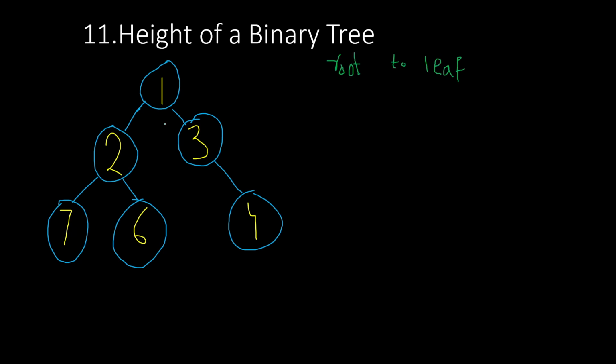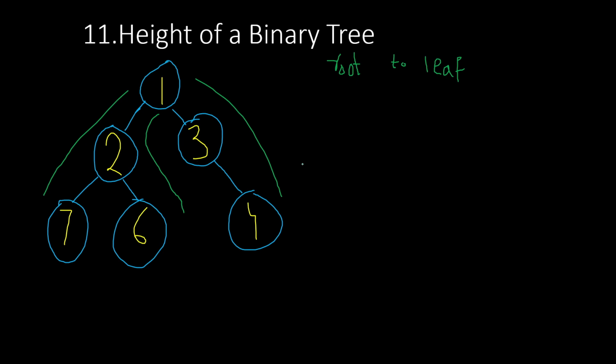For example, in this tree, you can see the longest path could be 1, 2, 7, or it could be 1, 2, 6, or it could be 1, 3, 4. Here we have three paths to compare. But visually, you can already know the height of this tree will be 3 here because 1, 2, 3. There are three elements here, right? 1, 2, 3. So that is the longest path, and that will be our height of the tree here.